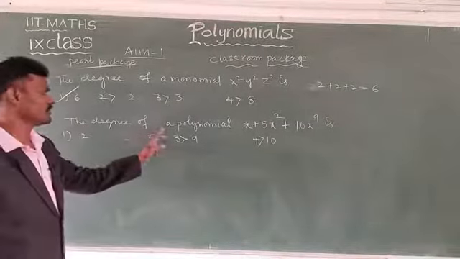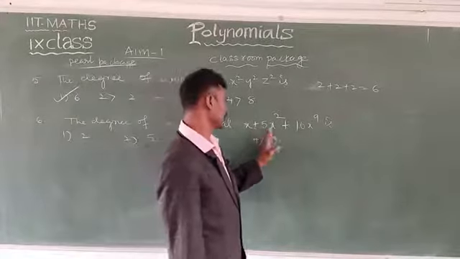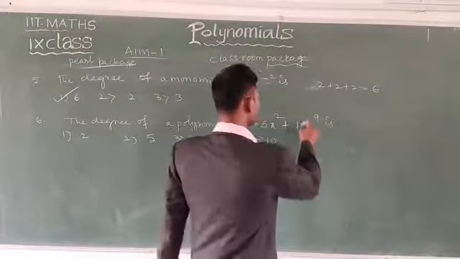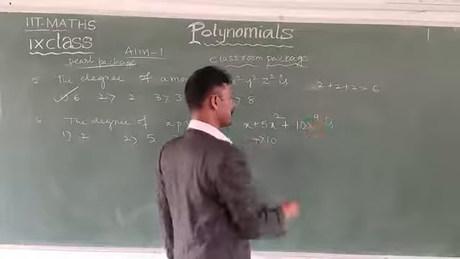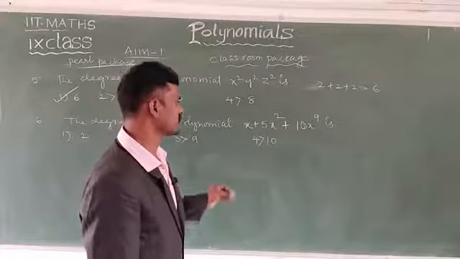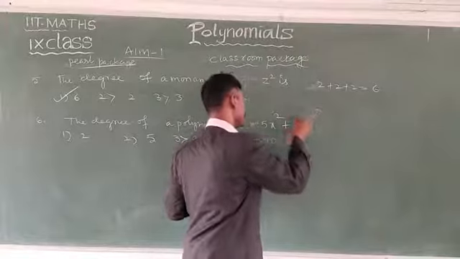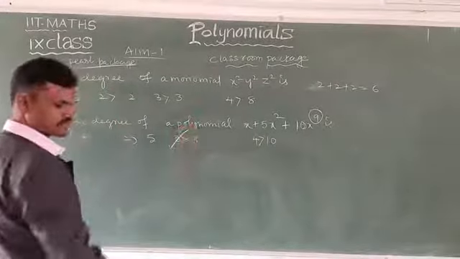The degree of a polynomial x plus 5x square plus 10x to the power of 9 is... Here, what is the highest degree of this polynomial? 9. Then this is the third option. Note down.